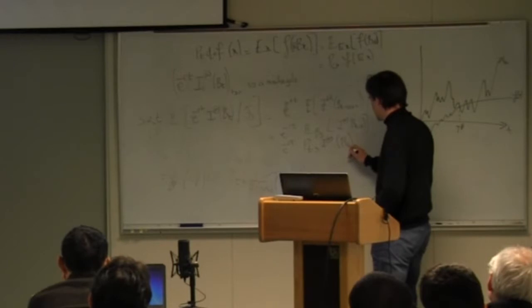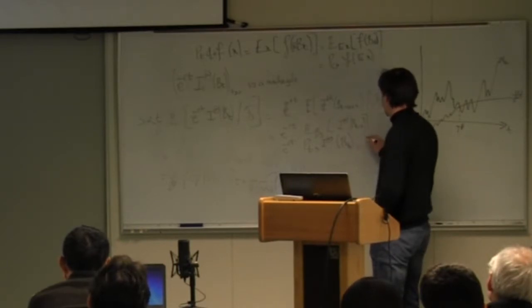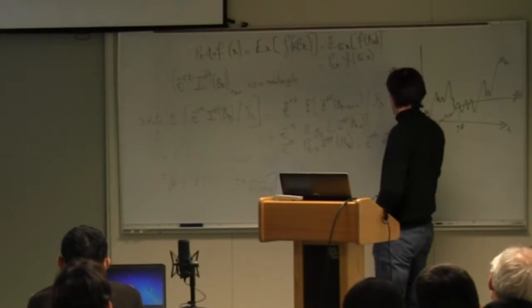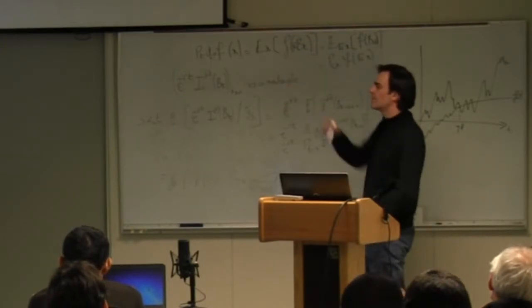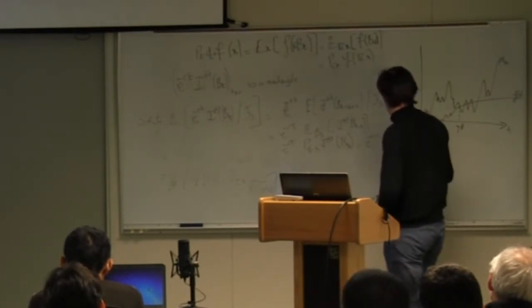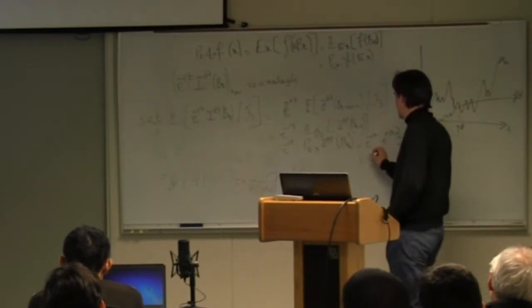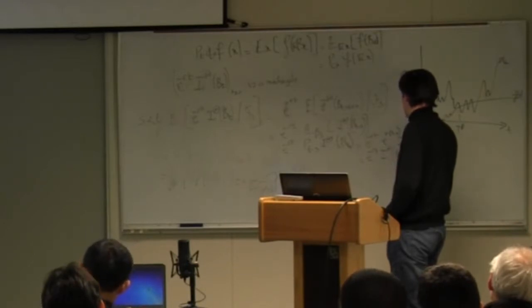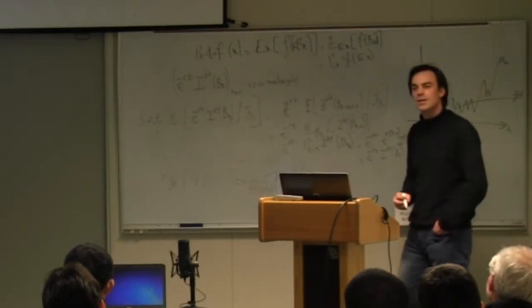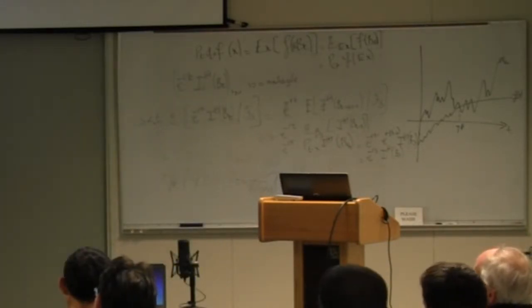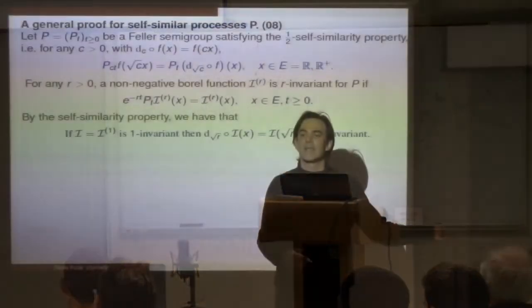Now I'm using the fact that this function is r-invariant, so I have exponential of minus rt, and I will have exponential of r(t-s), the exponential term on the other side, times I_r of B_s, which gives me the Martingale property. So there is an equivalence between this analytical formulation and Martingales.